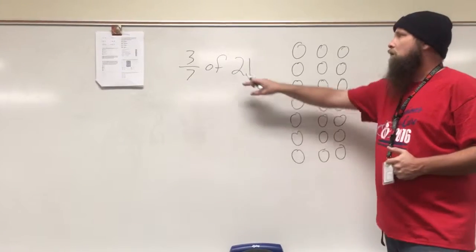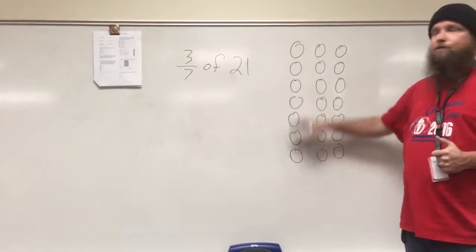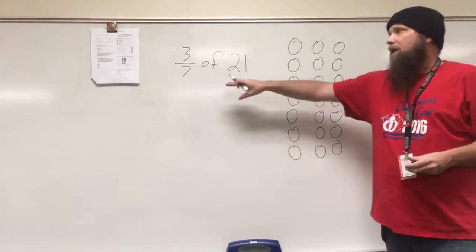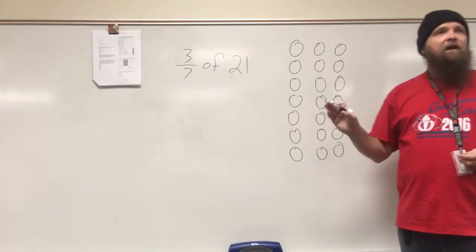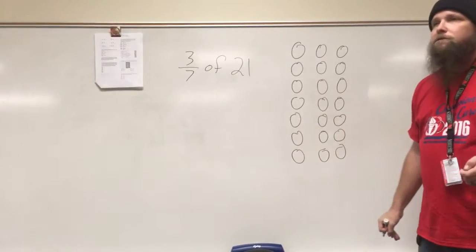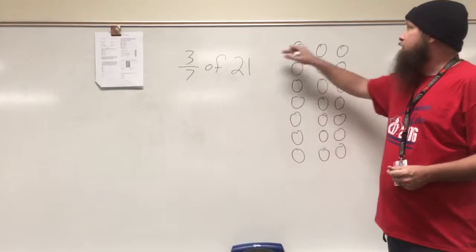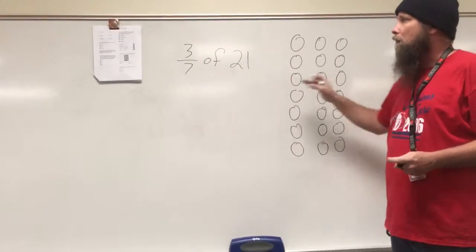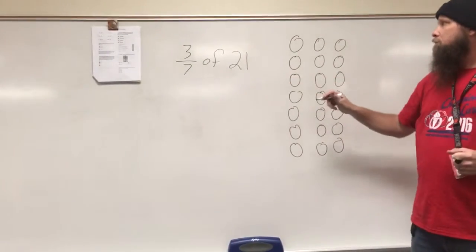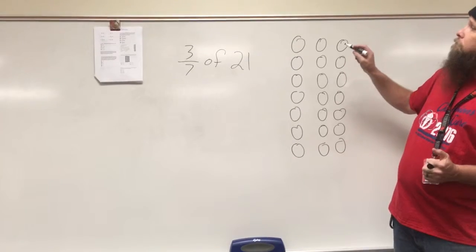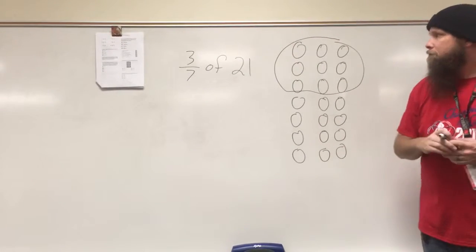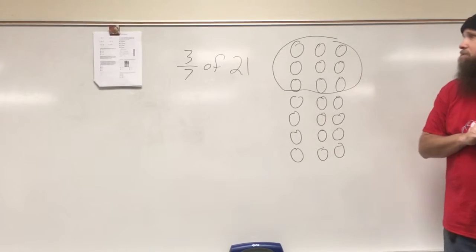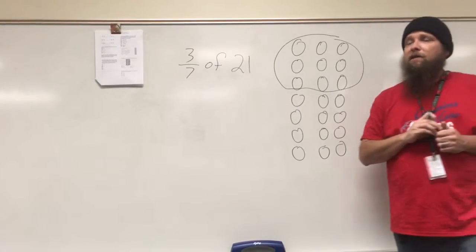Okay? So I want 21 total counters, but I need them in groups of 7, so that tells me I have to have 3 rows. How many of these rows should I circle? 3. So my answer is 9. Is that answer choice there?